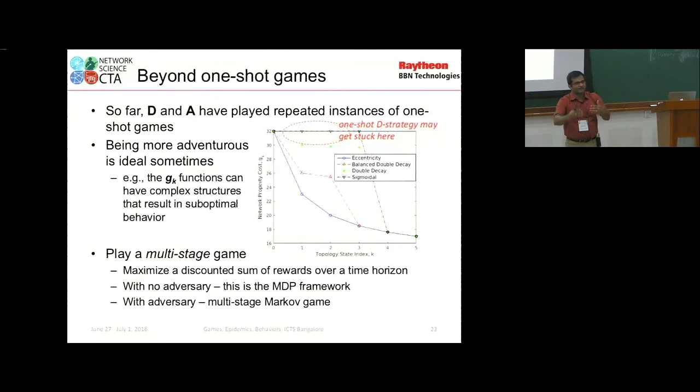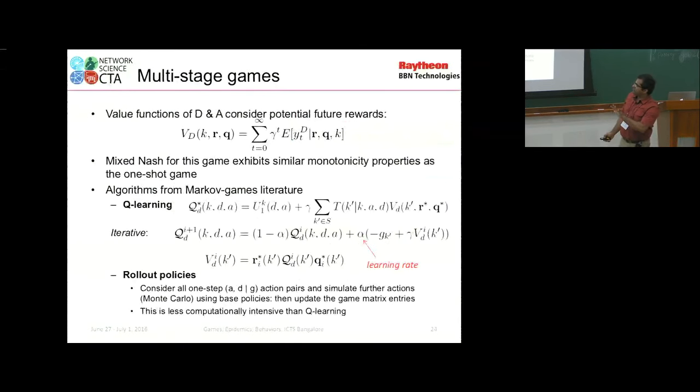What happens if the adversary did this in the next round, and I did this in the next round, and in the third round the adversary did X. It's kind of like playing chess and taking the next few moves into account. And then it becomes like a multi-stage Markov game. What we have seen, at least from a simulation point of view, is that techniques such as Q-learning actually end up doing much better than one-shot type processes.